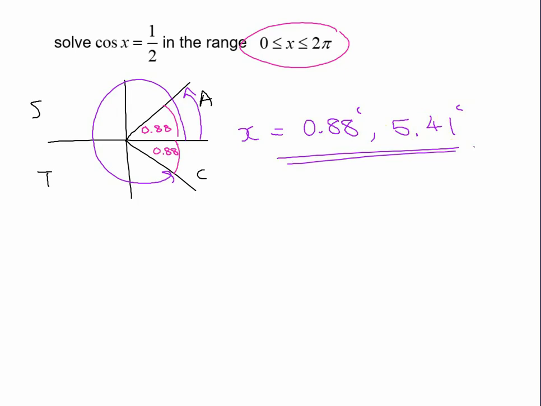That's it. So it's exactly the same as working in degrees, but it's just in radians, so just make sure your calculator's in the right mode and just do it exactly the same. Instead of typing 360, you just type in 2 pi.